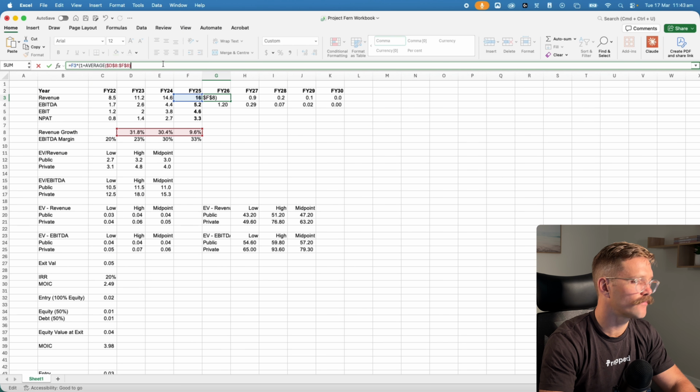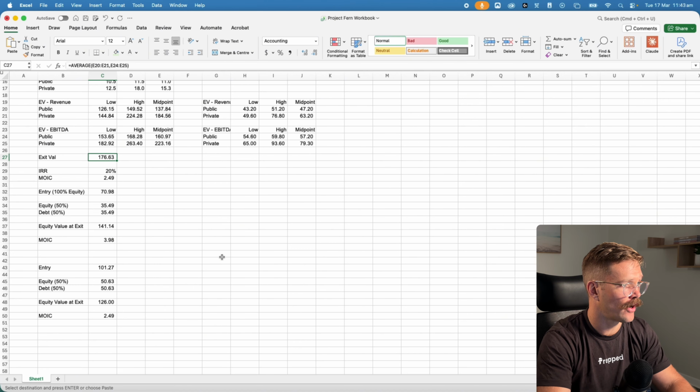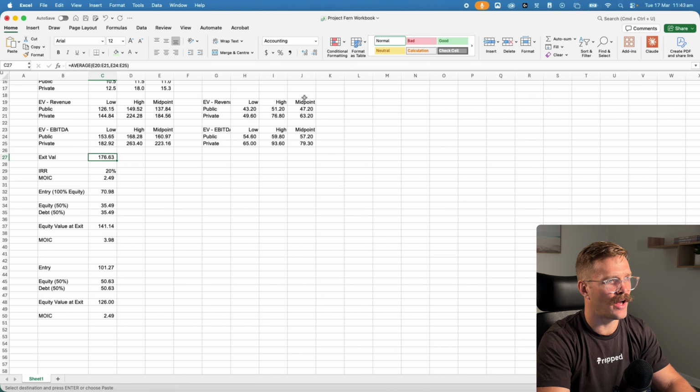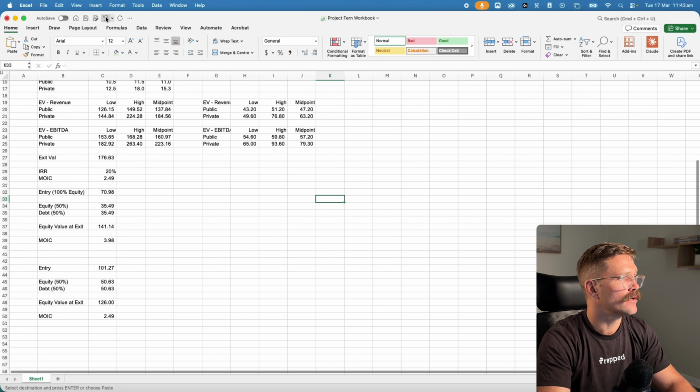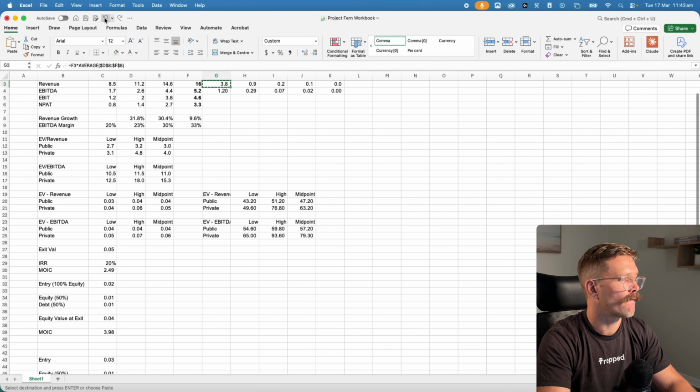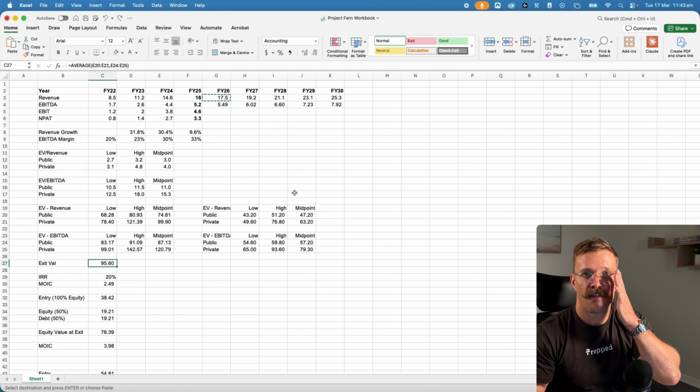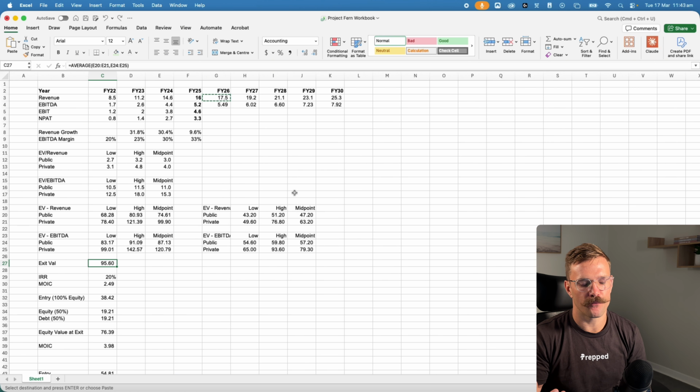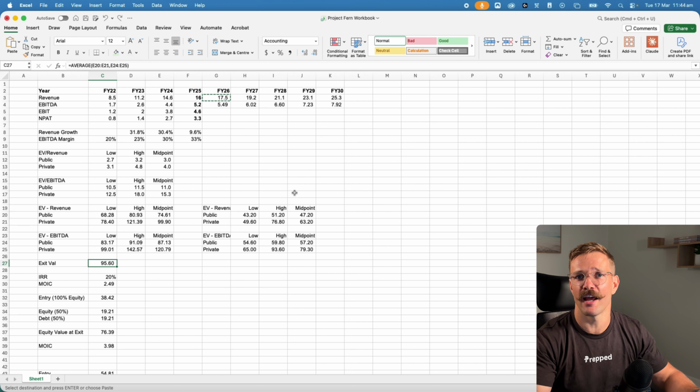So we have a 176.63 at the end, much higher than that initial 95. I think it was 95. And so our entry can go all the way up to 101, and we'd easily be able to do that. Yeah, 95.6. So there's a couple of factors there, and that's why we have the valuations that are different between different private equity firms. But that's a quick way to calculate a very simple version of an LBO model.